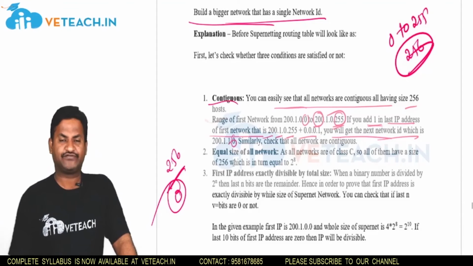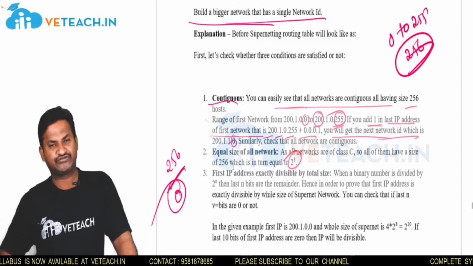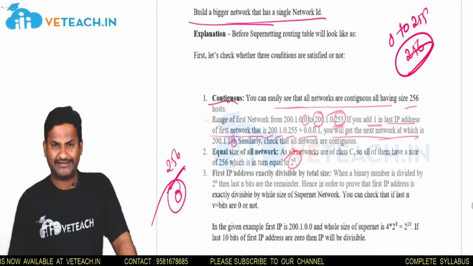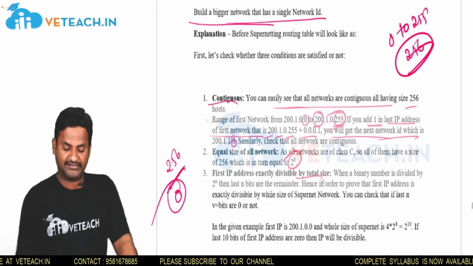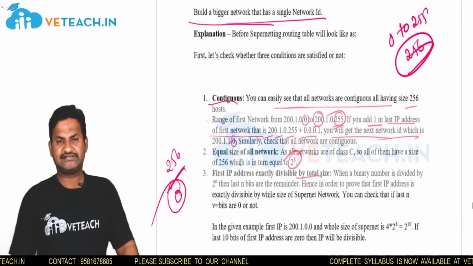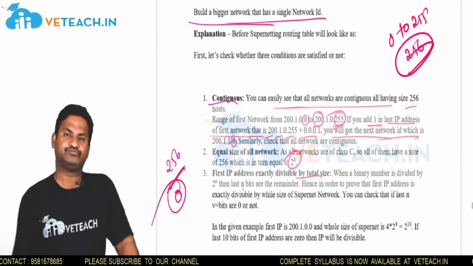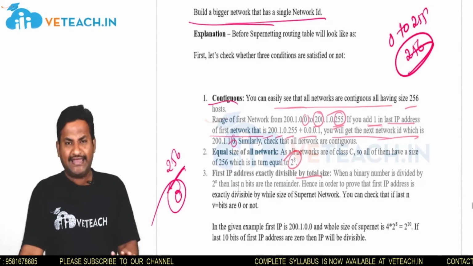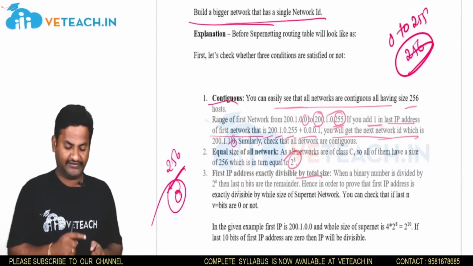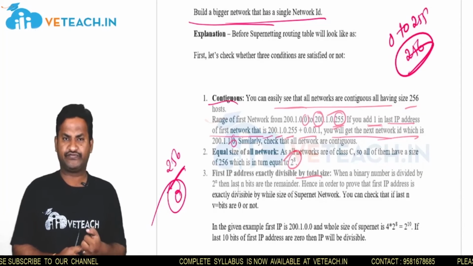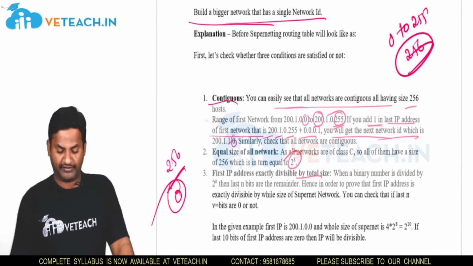Next thing, equal size of all the networks, 2 power 8, that is 256. Each and every network consists of an equal number of nodes in supernetting, after contiguity. Third one, the first IP address is exactly divisible by the total size. These are the basic procedures before going to supernetting any kind of network. First one is contiguous. Second, equal size of the networks, each consisting of 0 to 256. Third, the first IP address is exactly divisible by the total number of nodes.